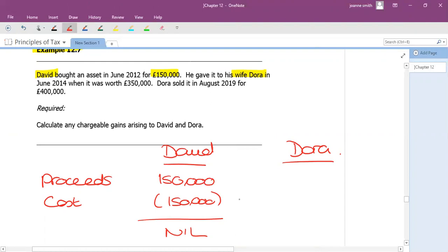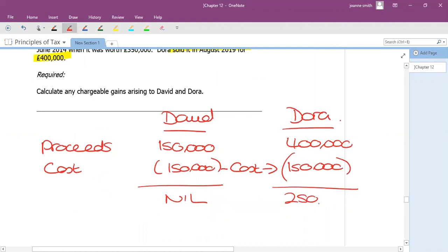Now, Dora gets an asset. The asset costs nothing to her, but David's cost will pass to Dora, as if they were one person for this purpose. If she keeps that asset, she won't have to pay any tax either. But if she sells it, as she does here, she will pay tax on her gain. So she sells it for 400 and her CGT will be based on a gain of 250,000. So the main thing is the person that transfers in the relationship pays no tax. The receiving person only pays tax when it's transferred out of the relationship, so to an outside body.